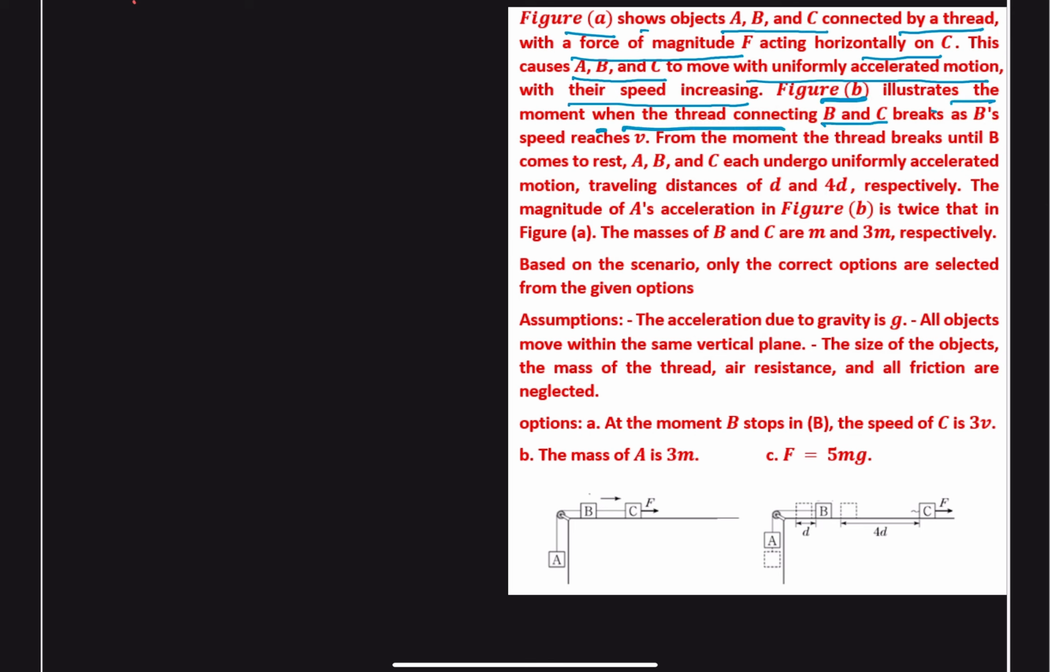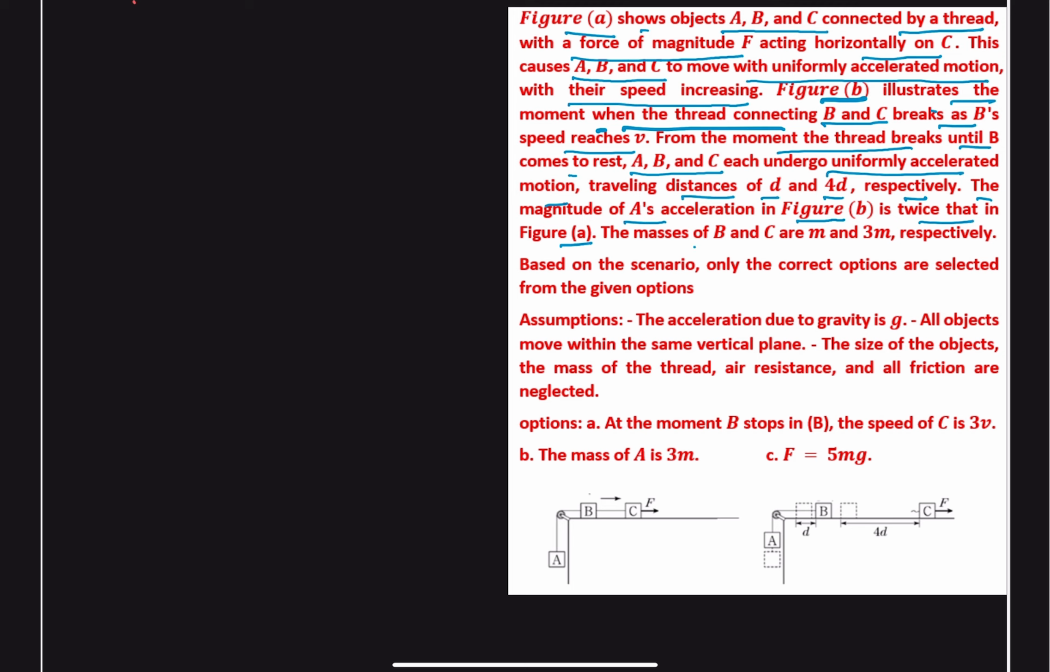From the moment the thread breaks until B comes to rest, A, B and C each undergo uniformly accelerated motion, traveling distances of d, d and 4d respectively. The magnitude of A's acceleration in figure B is twice that in figure A. The masses of B and C are m and 3m respectively.